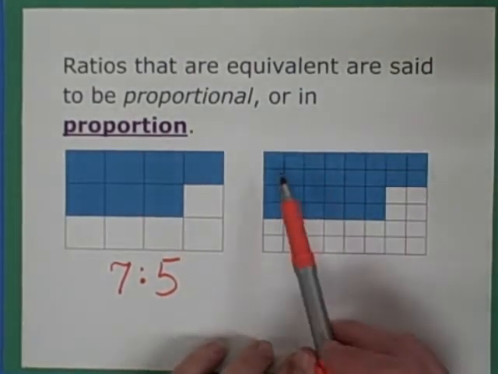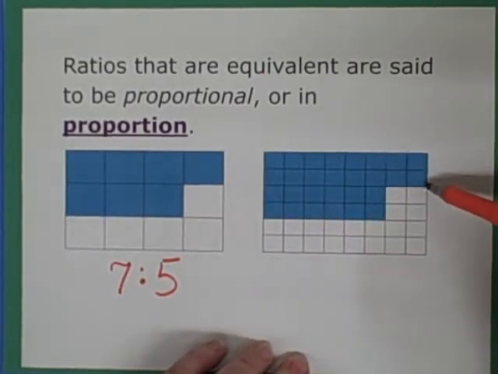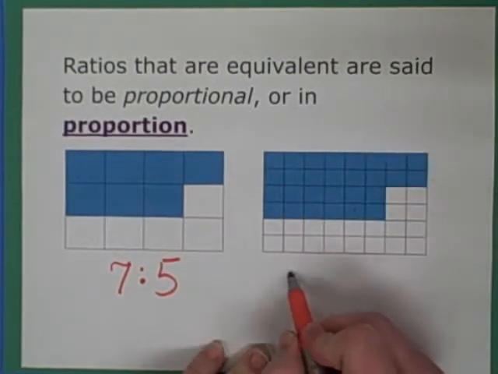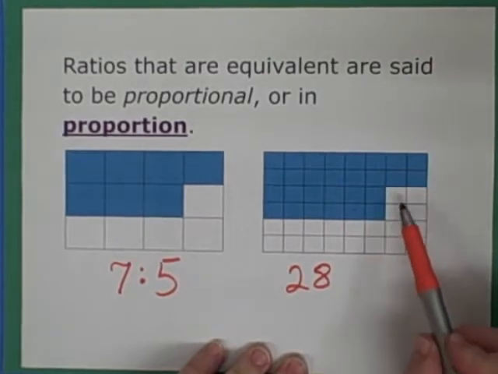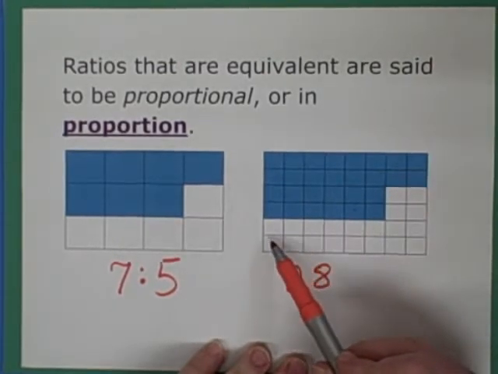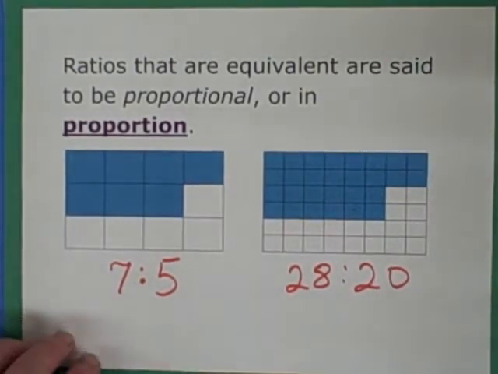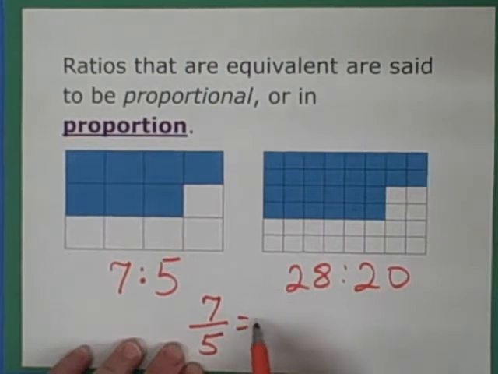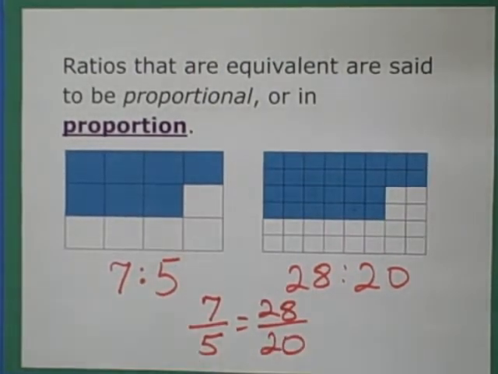And over in this diagram, we had 1, 2, 3, 4, 5, 6, 7, 8, so that's 8, 16, 17, 18, 19, 20, 21, 22, 23, 24, 25, 26, 28 that were shaded and 20 that were not. So here are two ratios, 7 to 5 and 28 to 20. I'm going to write them both as fractions. And you will notice that they actually say the same thing.